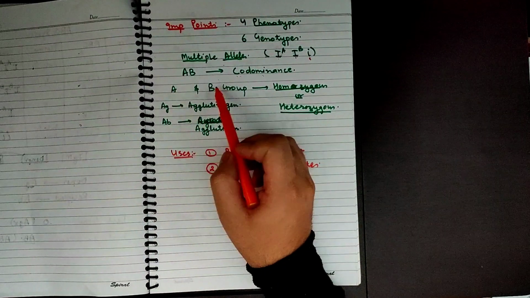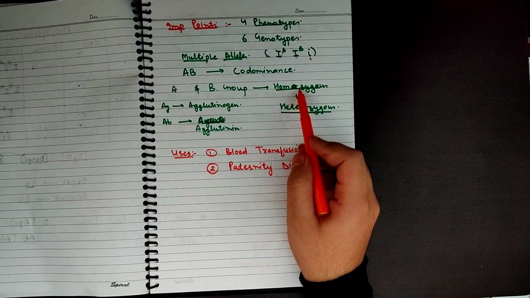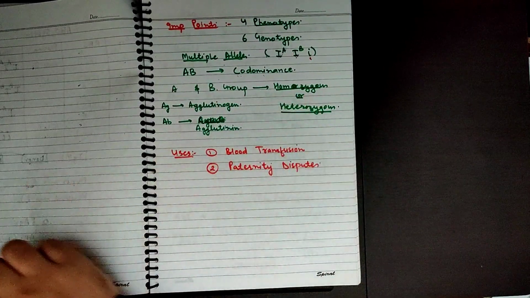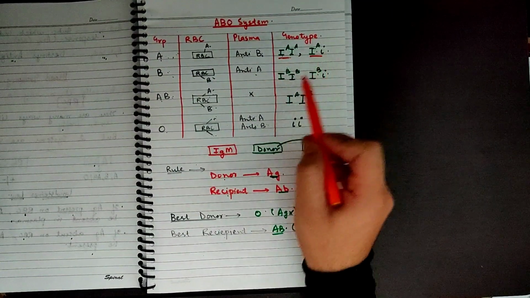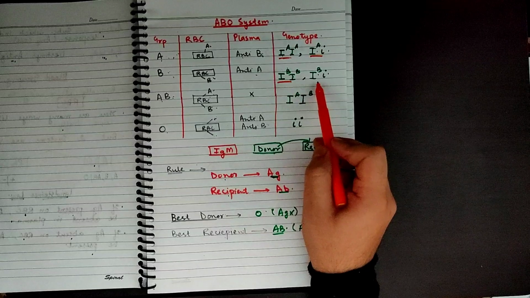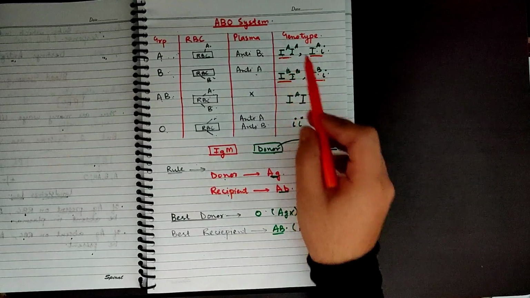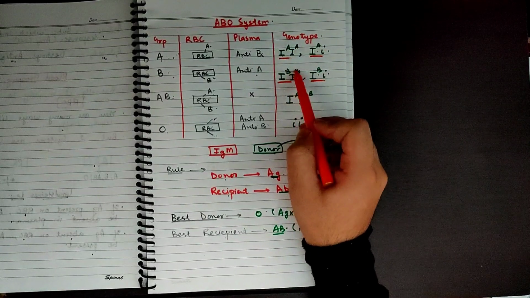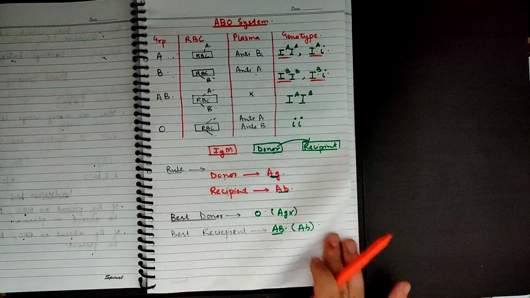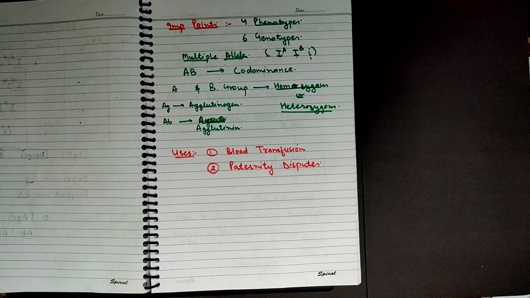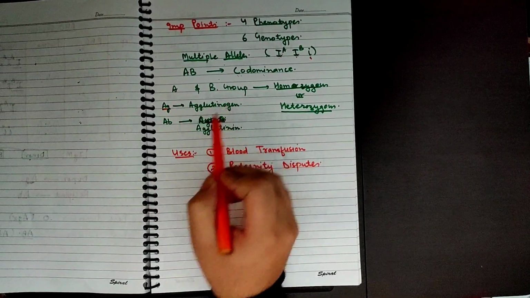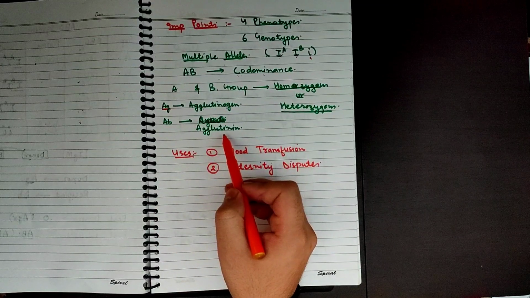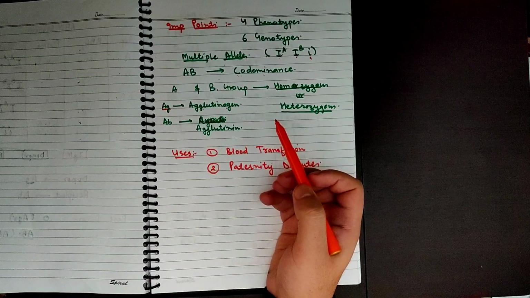Another important thing, A blood group and B blood group are examples of both homozygous as well as heterozygous. We see here A can be homozygous, A can be heterozygous. B can be homozygous, B can be heterozygous. Homozygous means दोनों allele same है, and heterozygous means alleles जो है वो different है. Okay, these were some of the points. Another very important thing is the antigen is also called agglutinogen, and the antibody is known as agglutinin. Okay, I want you people to remember this term also.